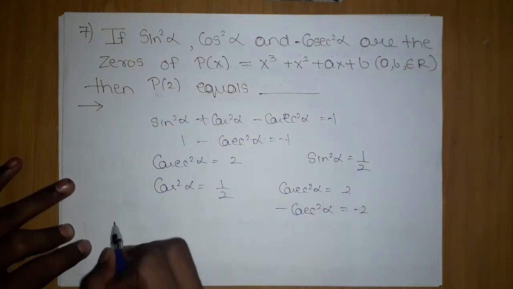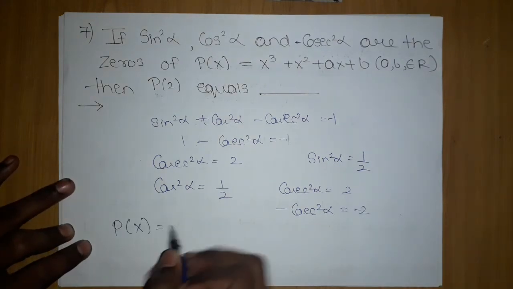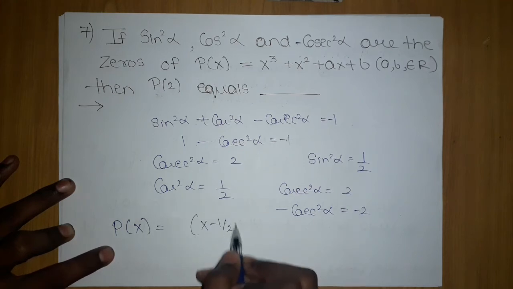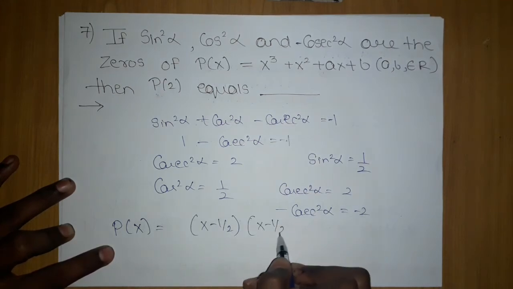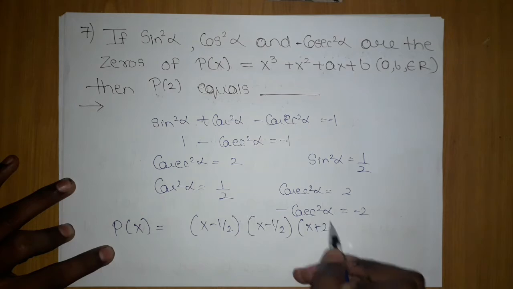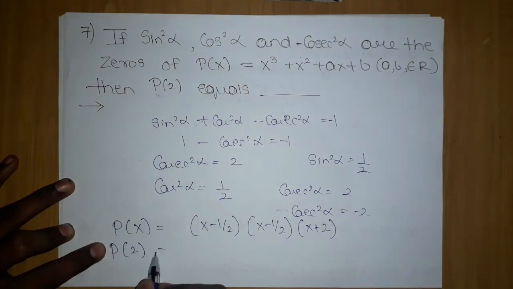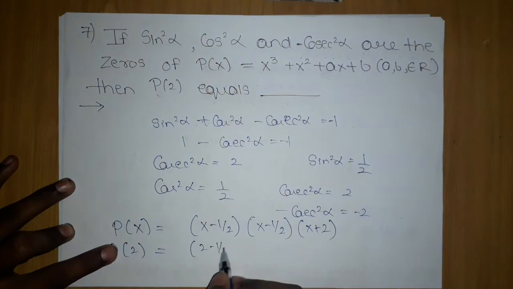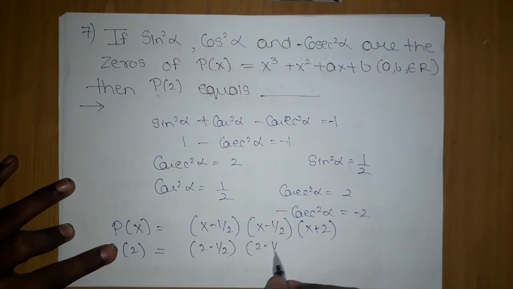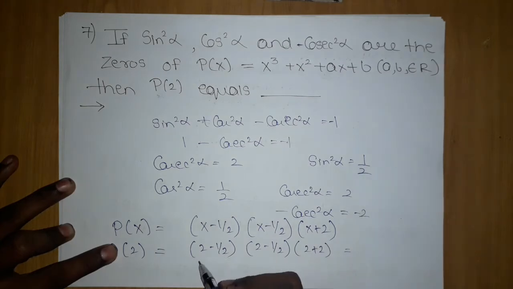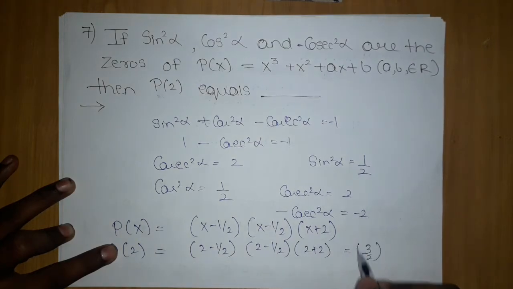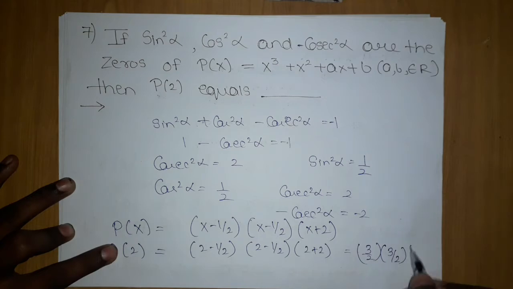So we have a polynomial, so we can write it as x minus 1 by 2, x minus 1 by 2, and x plus 2. Now we want to find p of 2. Let's put p of 2: 2 minus 1 by 2, 2 minus 1 by 2, 2 plus 2. What are we getting? This is 4 minus 1, 3 by 2 into 3 by 2, into 4. So the 2 into 2 and 4 will cancel out, giving us the final solution as 9.